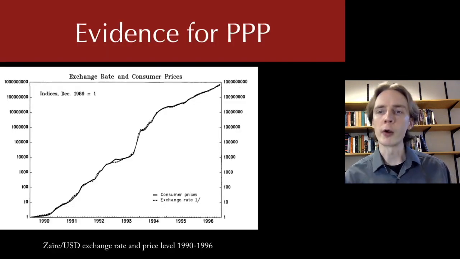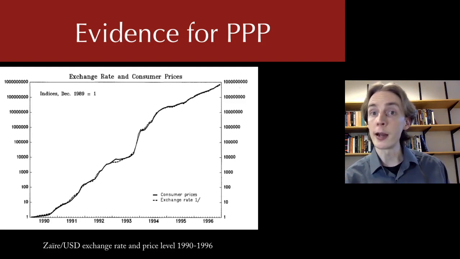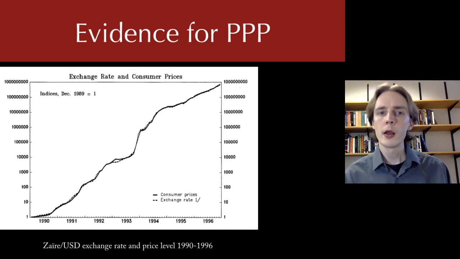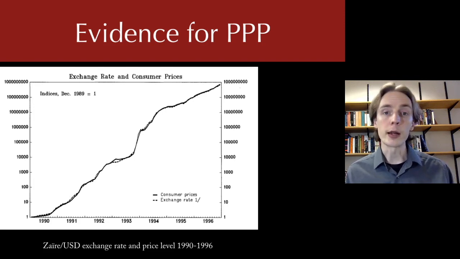Well, here's some evidence for it. This is a graph of the hyperinflation in Zaire in the 1990s. And the solid line tracks the price index, and the dotted line tracks the exchange rate.